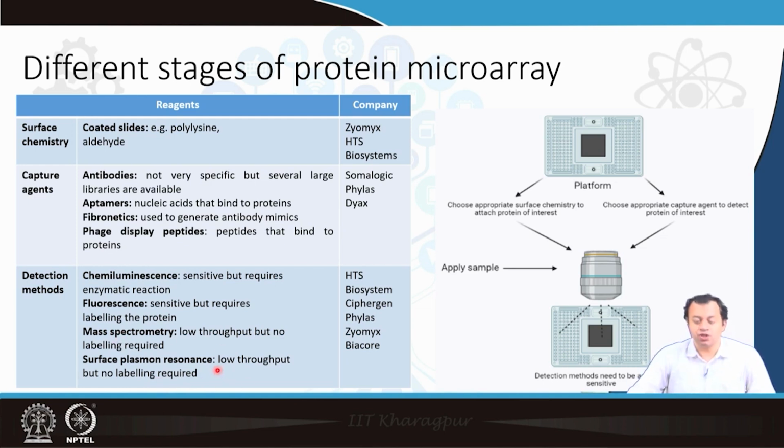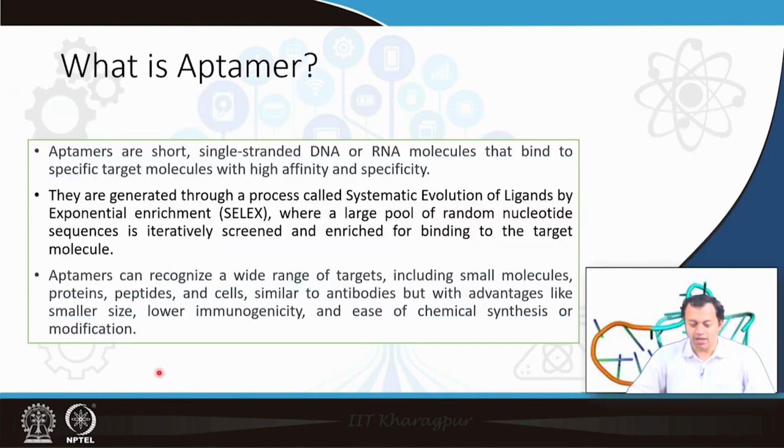Surface plasmon resonance, on the other hand, is highly sensitive, and this is the area that I work in, and hopefully in the next chapters I will show you about surface plasmon resonance and plasmonic analysis of these things, but it does not require any labeling. It is also costly, sophisticated, low throughput, but labeling is not required. So, aptamer is something that is coming up very, very strongly.